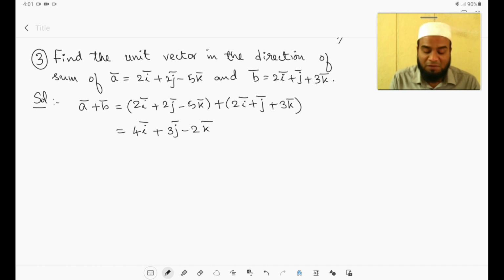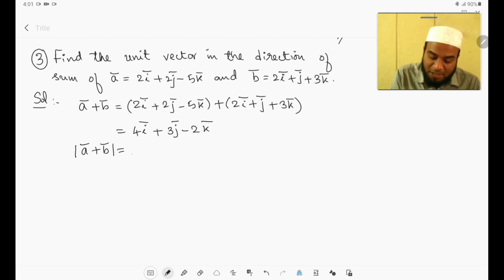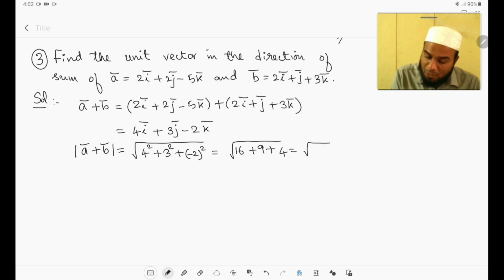So first we have to evaluate the magnitude of a bar plus b bar. How to evaluate the magnitude? Square root of 4 square plus 3 square plus minus 2 whole square, which is nothing but square root of 16 plus 9 plus 4, which is nothing but square root of 29. So this is the magnitude of the sum a bar plus b bar.